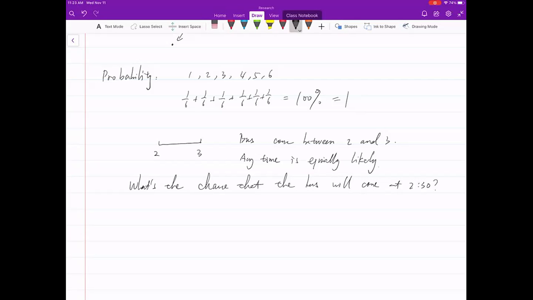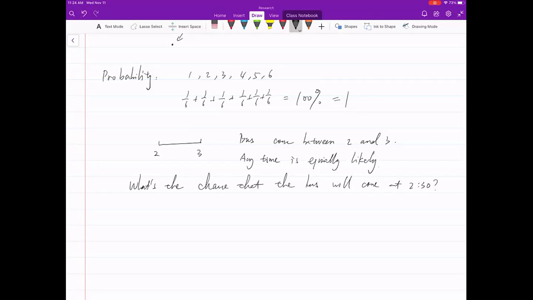Okay, think about the situation. You know the bus is going to come between 2 and 3, and the chance it's going to arrive at 2:30 is the same as the chance it's going to arrive at 2:31. It's the same chance as it's going to arrive at 2:01. Every chance is the same. Still okay? So what's the chance that the bus will arrive at 2:30?